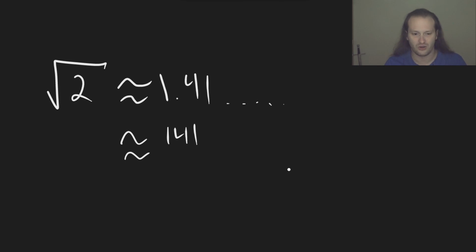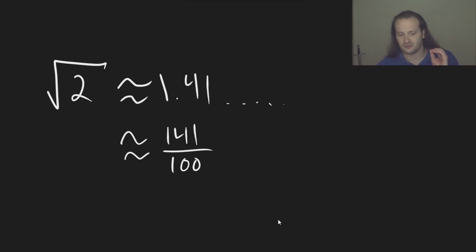141 over 100. See, we're going down to the hundredths spot, and there's 141 of them. That's why we get 141 over 100. This is a fine rational approximation for the square root of 2. It's not exactly the square root of 2, but it's close enough to it to start doing some calculations with it. And that's why rational approximations are good.